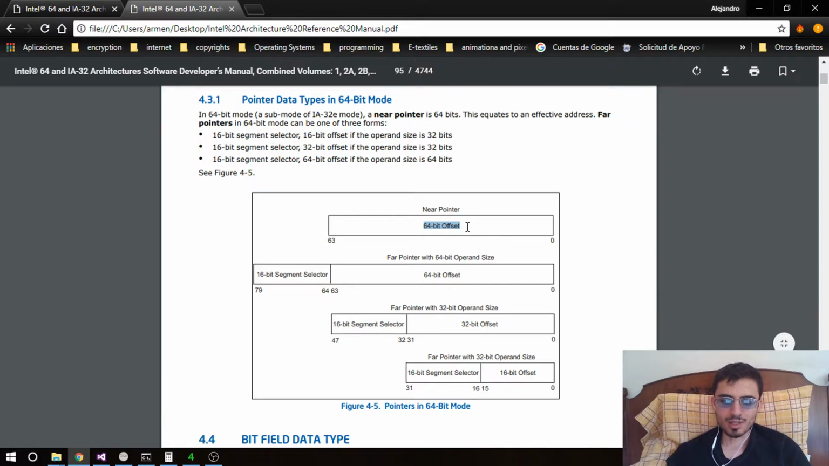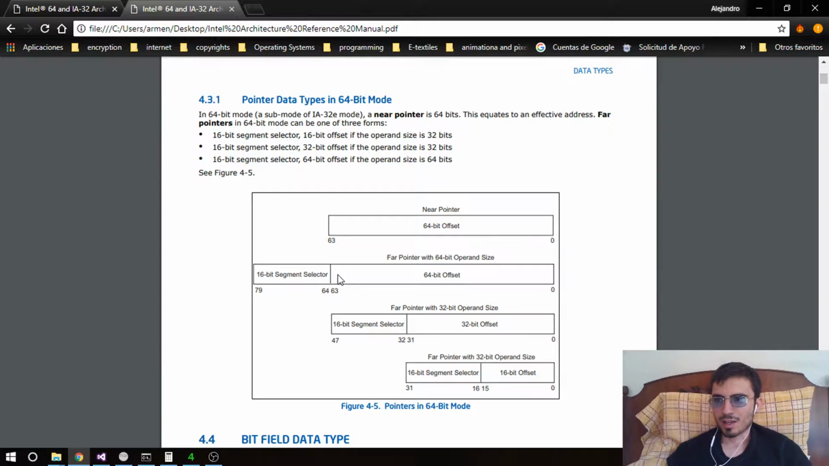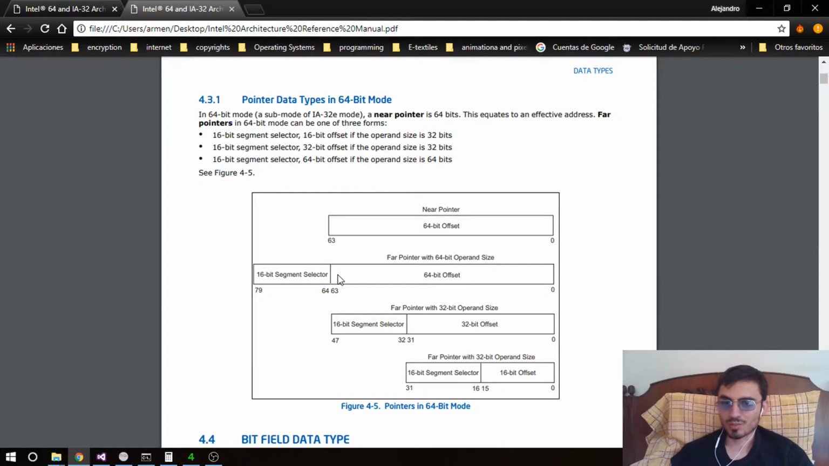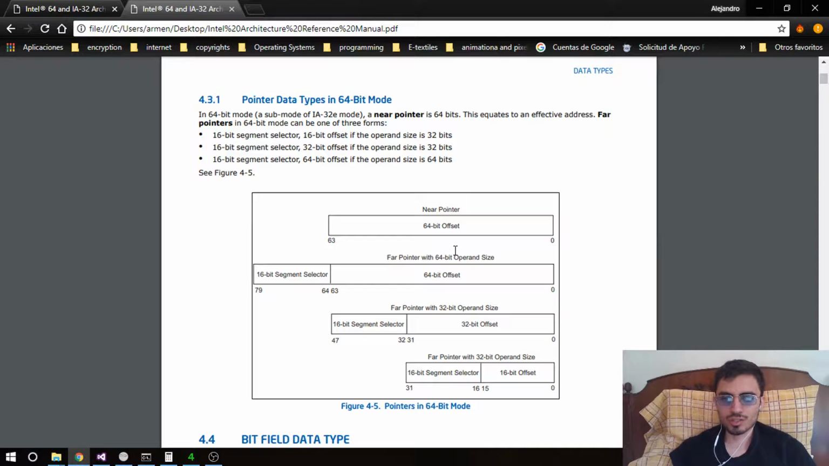Yeah, that's the simplest one. And far pointers, because far pointers in 64-bit mode are kind of this special thing that, even though probably it's not necessary, sometimes it is. Since you don't have segmentation, it's not really a thing, but you can use it. You have it here.